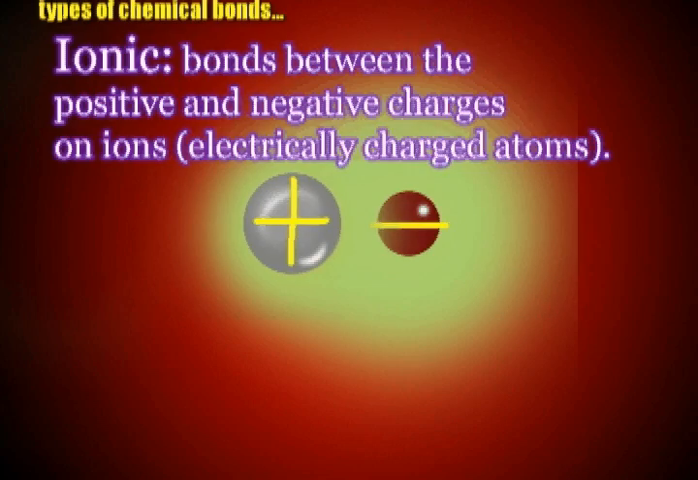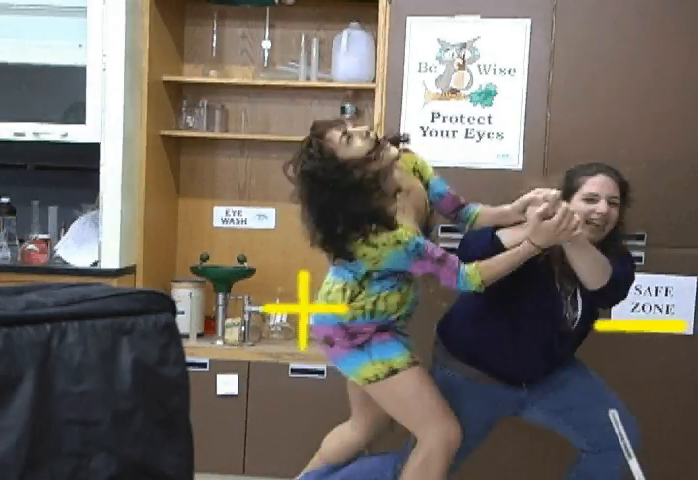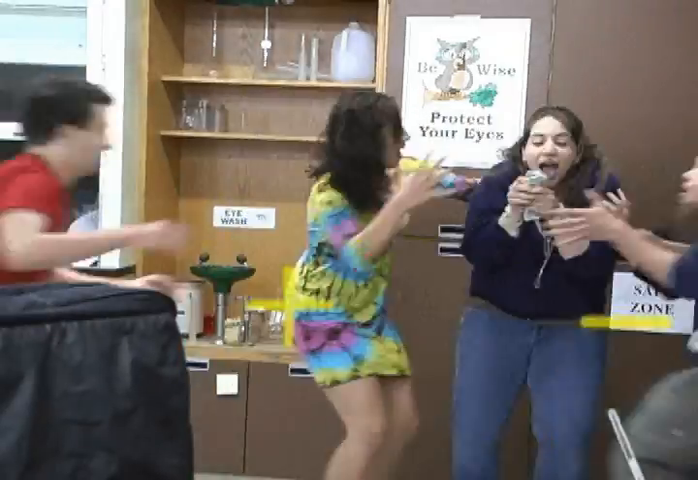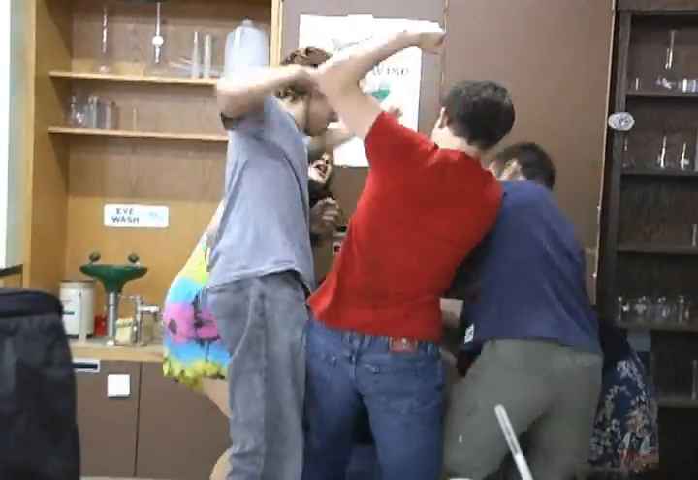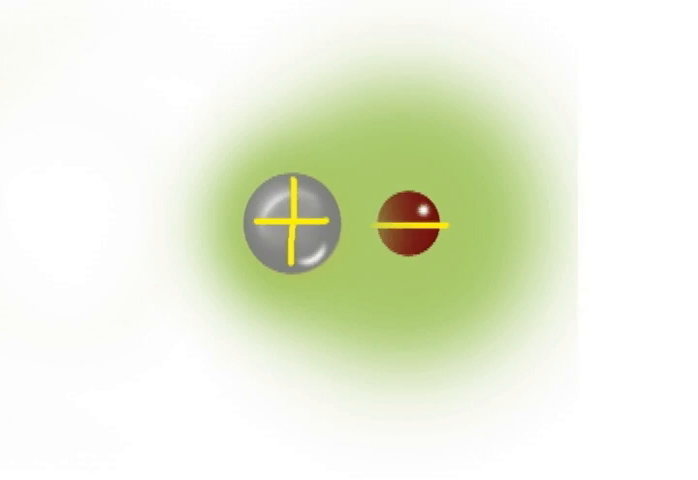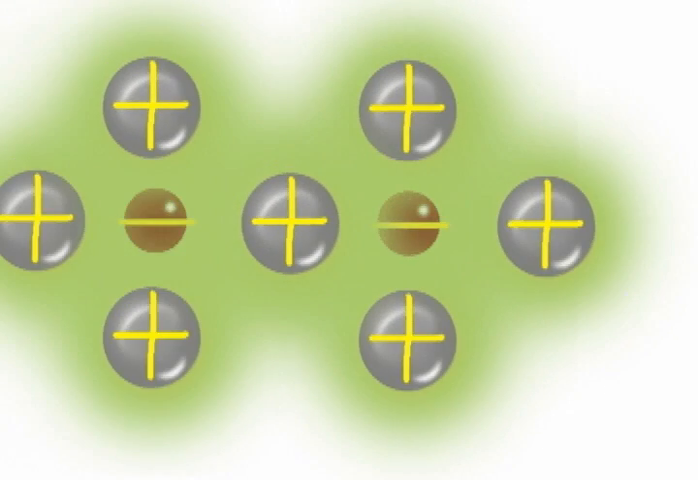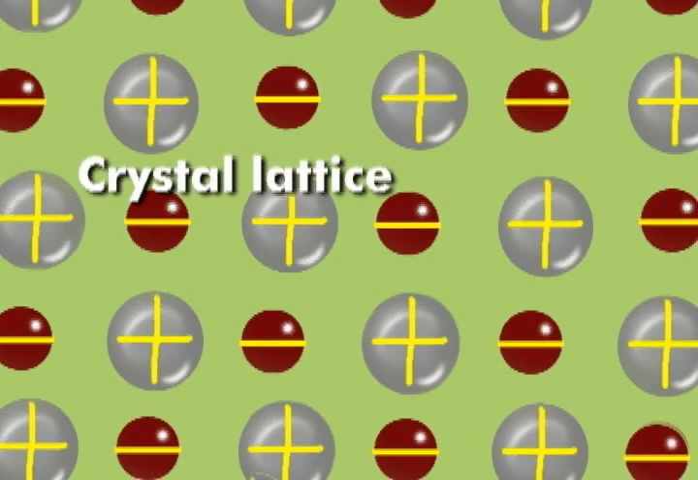And here's something else to consider. Because these charges are so strong, they attract atoms from all around. When this process is completed, we get what is called a crystal lattice structure, a three-dimensional arrangement of charged atoms that form a very strong bond.